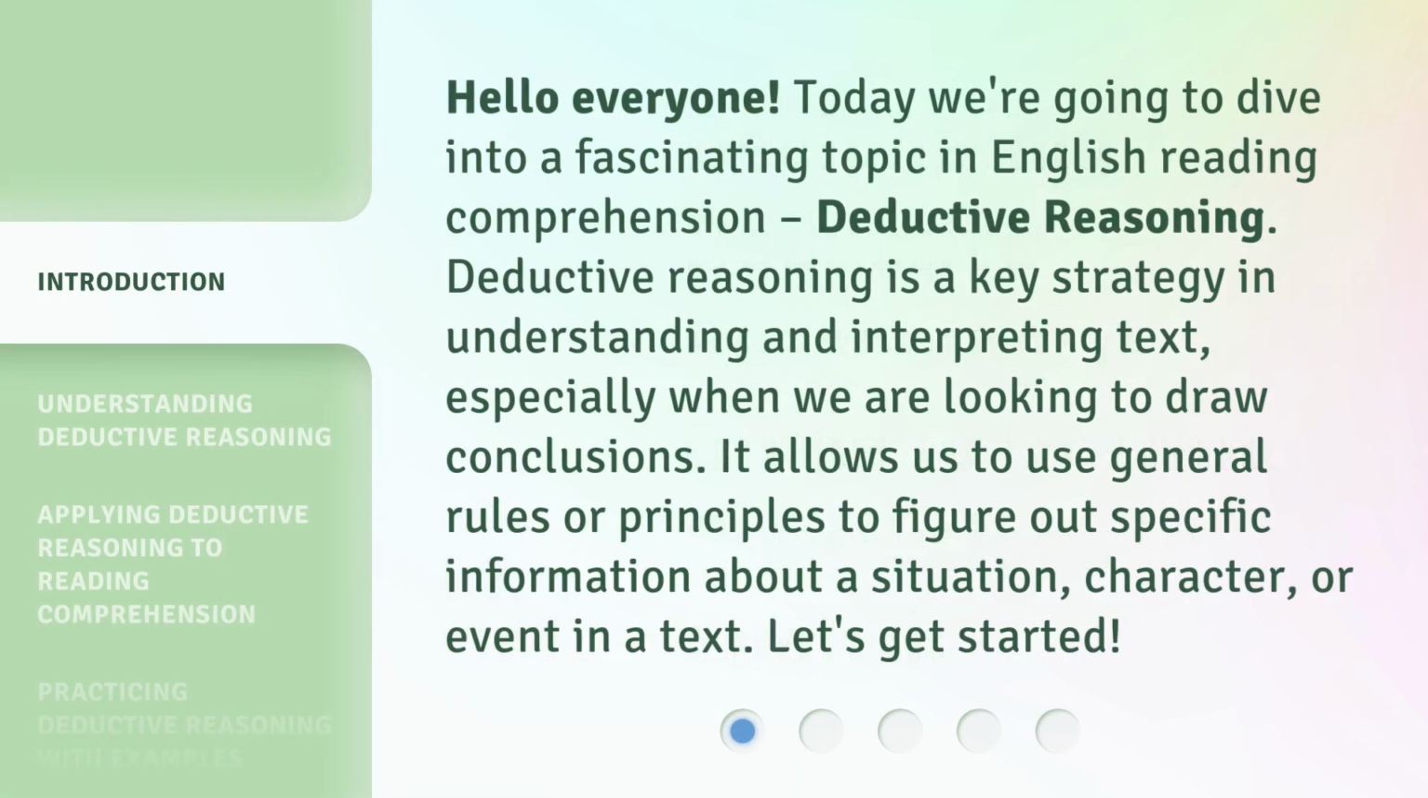Hello everyone. Today we're going to dive into a fascinating topic in English reading comprehension, deductive reasoning. Deductive reasoning is a key strategy in understanding and interpreting text, especially when we are looking to draw conclusions. It allows us to use general rules or principles to figure out specific information about a situation, character, or event in a text. Let's get started.